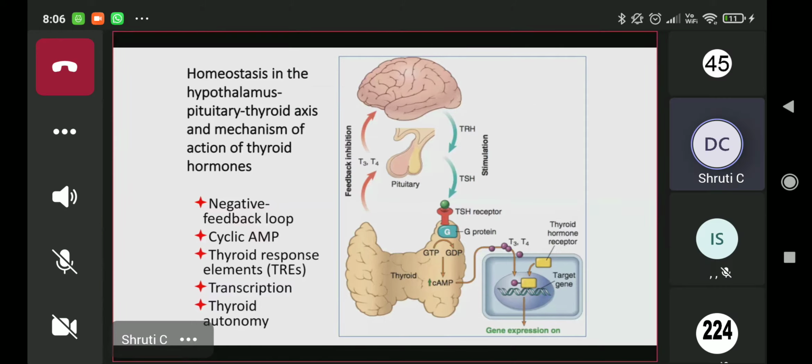Now, another mechanism is thyroid autonomy. So what is this? Basically, here the thyroid gland becomes independent of the TSH produced by the pituitary. So there is constitutive activation of cyclic AMP. Fine. So these are the main mechanisms.